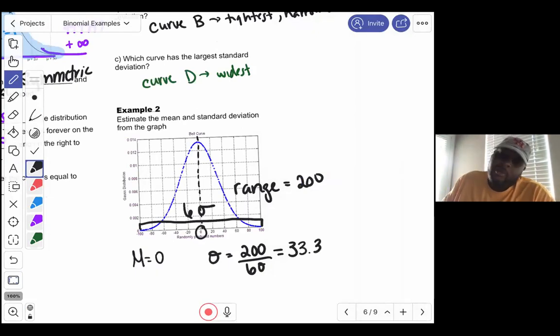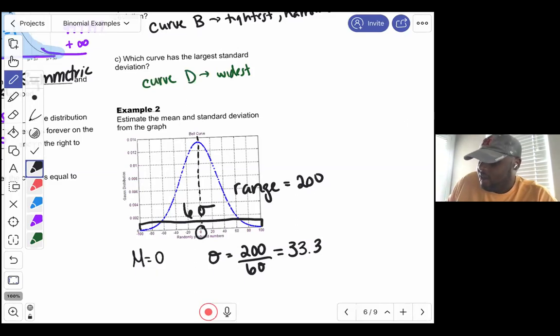So the approximate standard deviation is 33.3. All right. So this is just the first part about understanding the properties of the curve and understanding that the mean occurs in the middle. There's six standard deviations for each curve. The thing that makes these curves different are their means and their standard deviations.